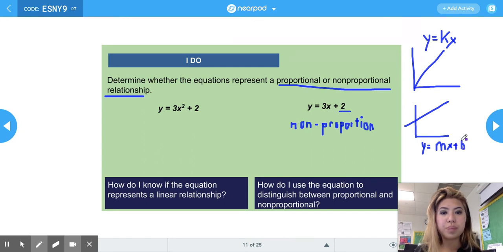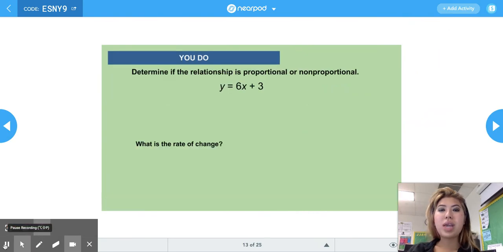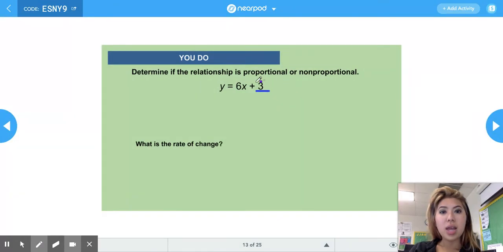are linear. And then, of course, to distinguish between proportional and non-proportional, equations have a y-intercept. So you're adding or subtracting a number behind whatever the unit rate, the constant of proportionality, the slope is. So we have several you-do problems. When we determine if the relationship is proportional or non-proportional, we can easily see that we have a y-intercept. So this is non-proportional.